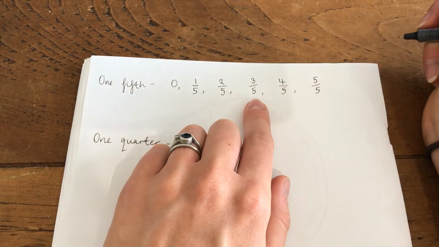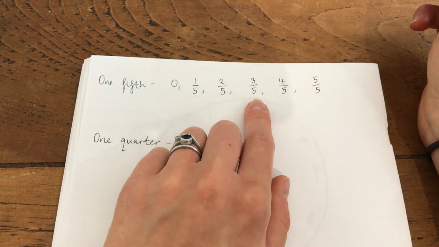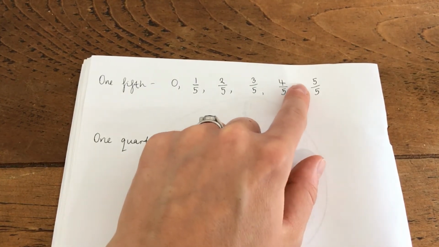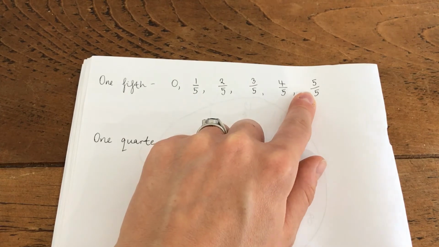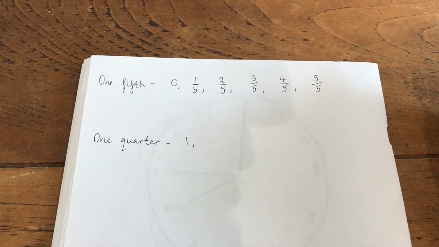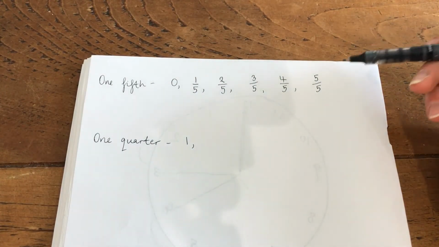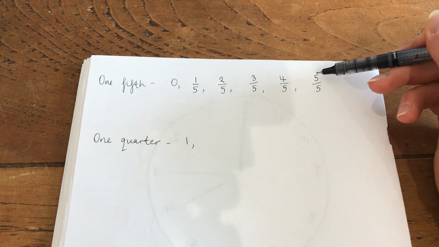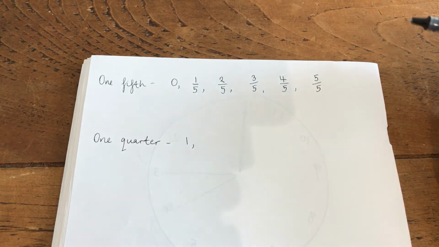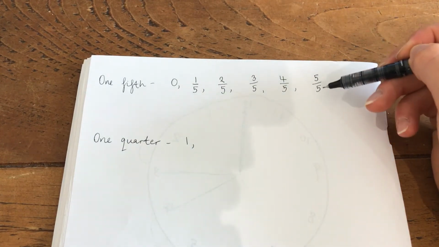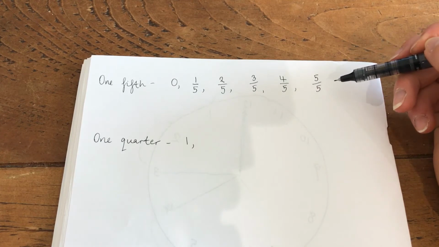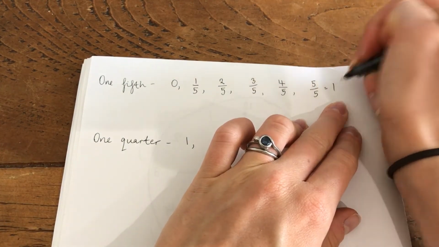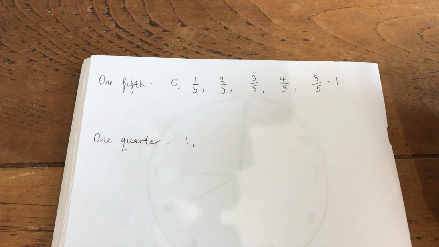5/5. Now the question says to count from 0 to 1. Remember, with a fraction, if the numerator and the denominator, the number at the top and the bottom, are the same, that's actually equal to a whole, because if you've got a cake, you cut it into 5 pieces and you eat all 5, you've eaten the whole cake. So when we've got a fraction with the same number top and bottom, that's a whole. So this one is equal to 1, and that's the point that we're going to stop.